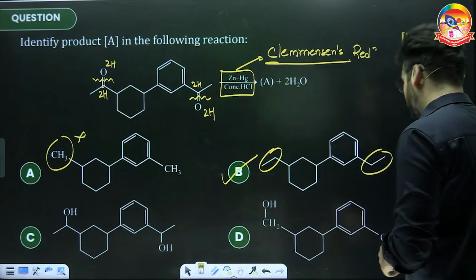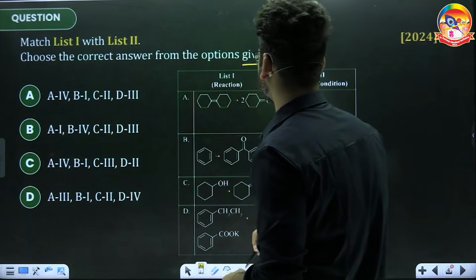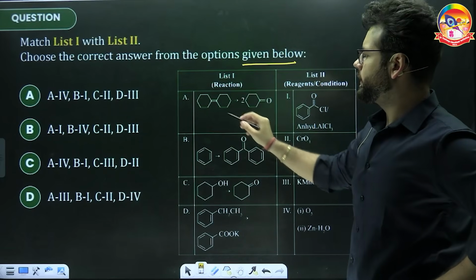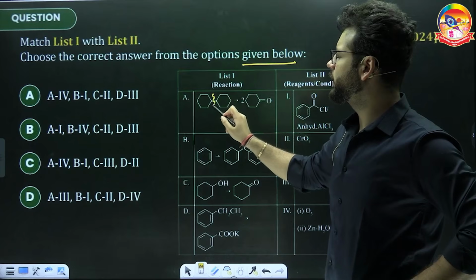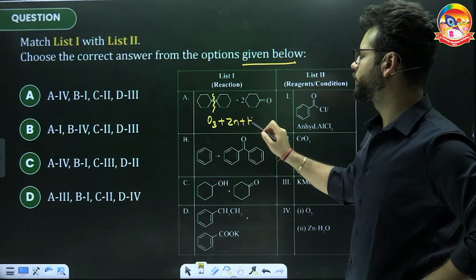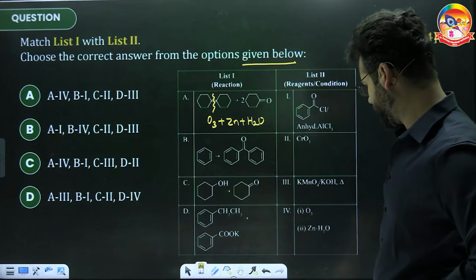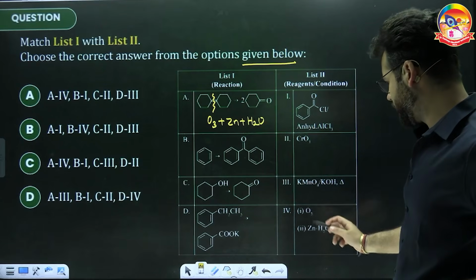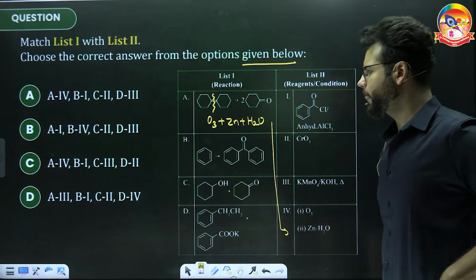Okay. Moving on to the next one. Choose the correct answer from the option given below. Let us see. This compound is getting converted to 2 moles of a ketone, which is nothing but reductive ozonolysis. Ozone in the presence of zinc plus water. Okay, reductive ozonolysis. So A can match with the 4th option.